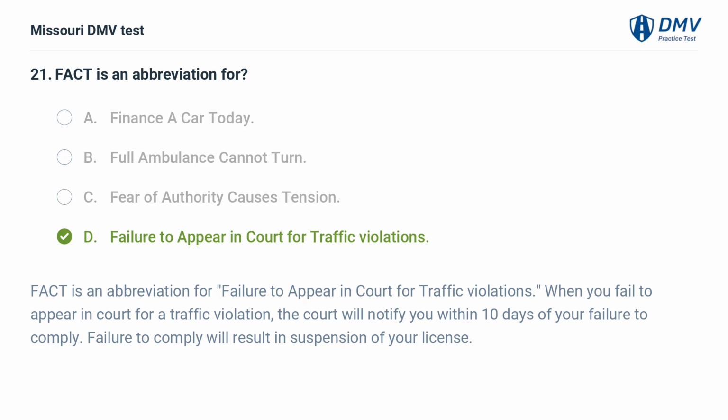FACT is an abbreviation for failure to appear in court for traffic violations. When you fail to appear in court for a traffic violation, the court will notify you within 10 days of your failure to comply. Failure to comply will result in suspension of your license.